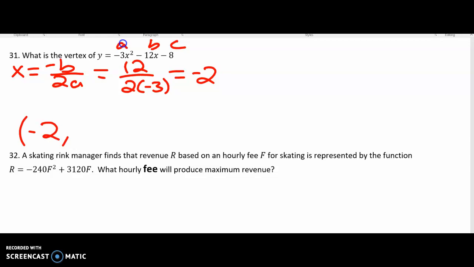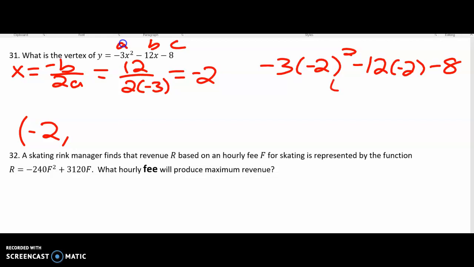Okay, the y-coordinate I get by plugging in the x. So I go ahead and do that. 3 times negative 2 squared minus 12 times negative 2 minus 8. I plug that directly into a calculator because I'm not about to do that work in my head, and I get 4. This gives me 4. That is my y-coordinate. So there's my answer, (-2, 4).